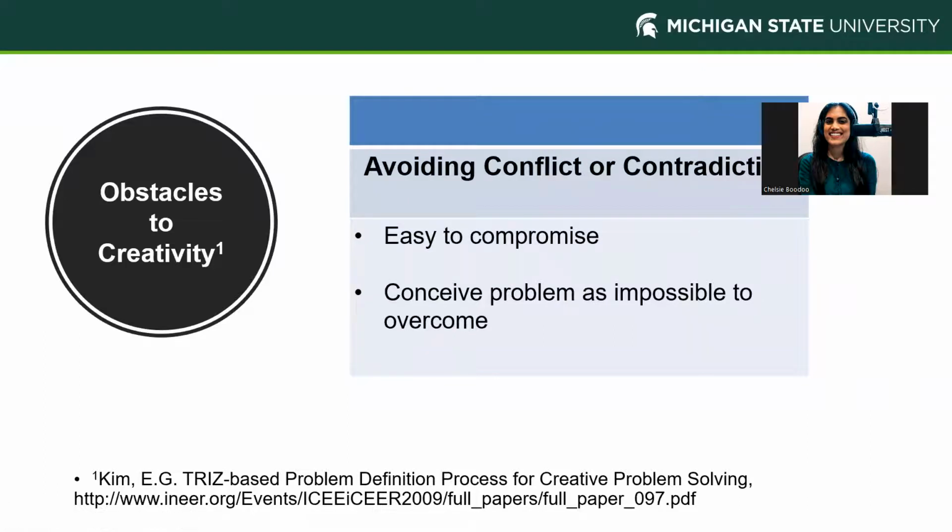The third one is avoiding conflict, or avoiding contradiction. You have that personality where you easily compromise, or you don't conceive the problem as impossible to overcome. That puts that person, the scientist, into an area where that person would have difficulty being an entrepreneur. So scientist entrepreneurs welcome problems. They do not conceive problems as hard to overcome.